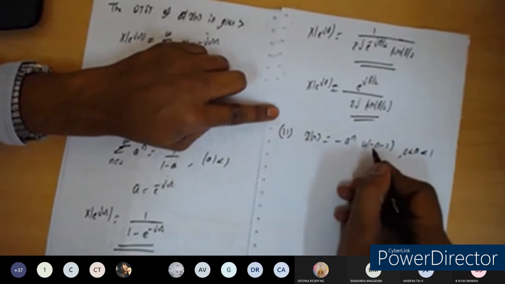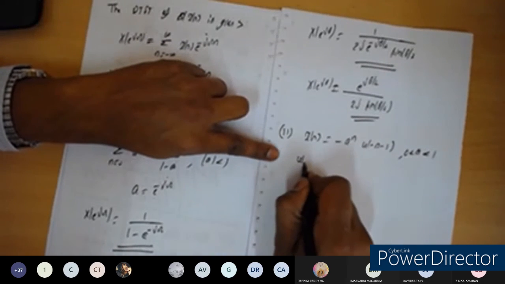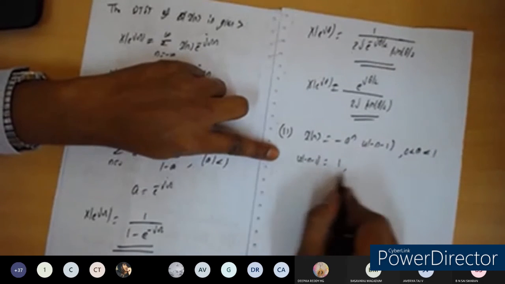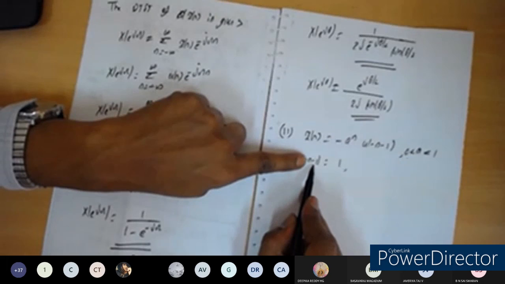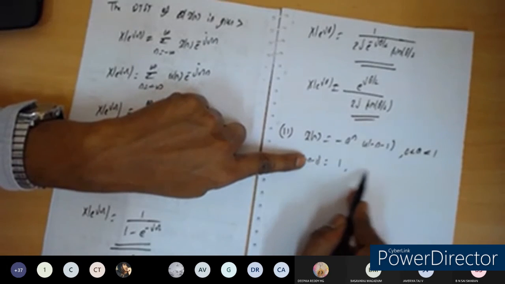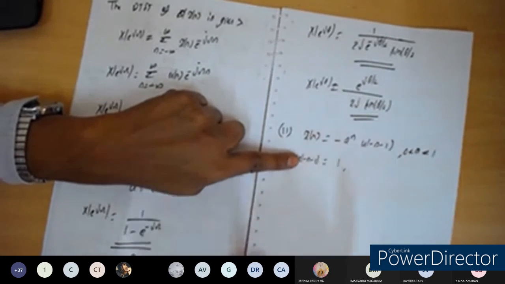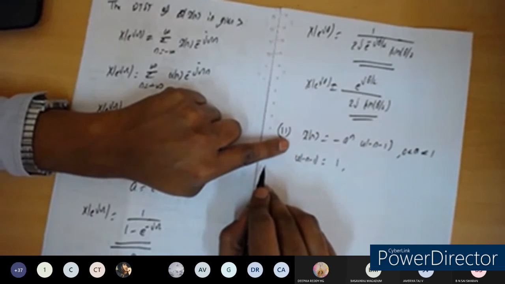Here I'm going to simplify this one. So u of minus n minus 1: you know that u of n minus 1 is equal to 1 when n is from 1 to infinity. When I take the minus here, this will be the reflected version, so this is from minus 1 to minus infinity.